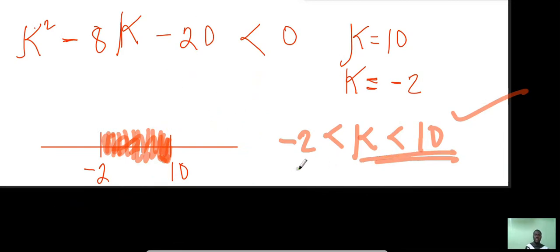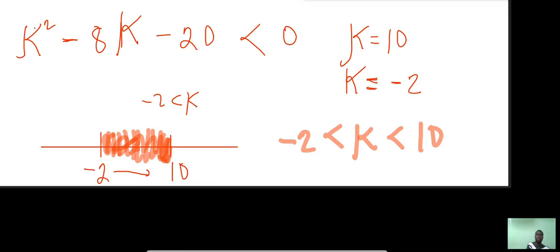So the way we write the answer is to start from the smaller one: -2 less than k less than 10. And if you are curious and want to interpret that, you can say that k is less than 10, satisfied; -2 less than k, which means k is bigger than -2. If you swap position, you must also swap the inequality sign.